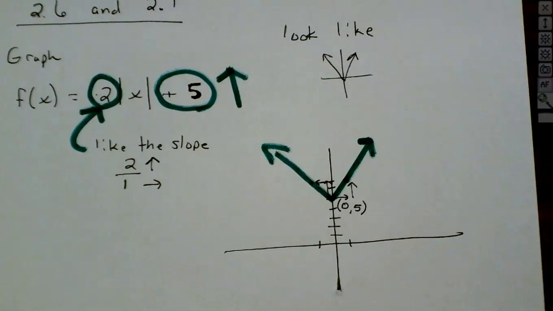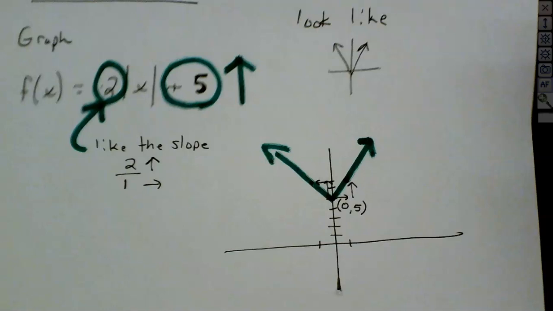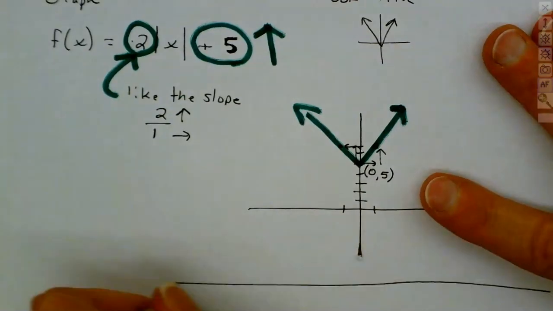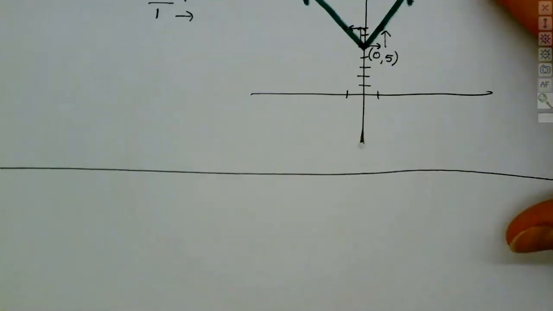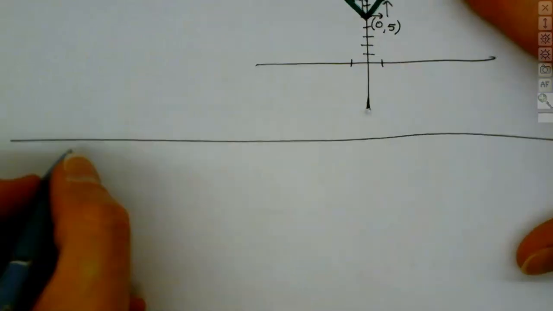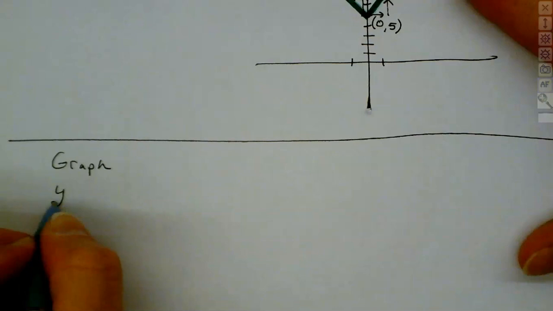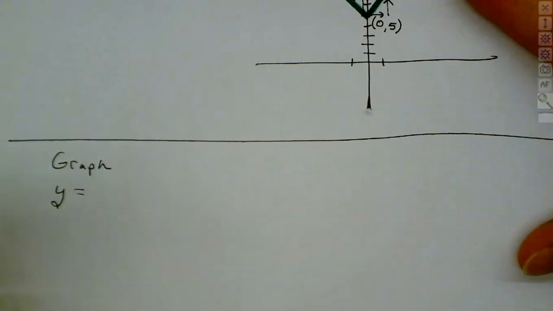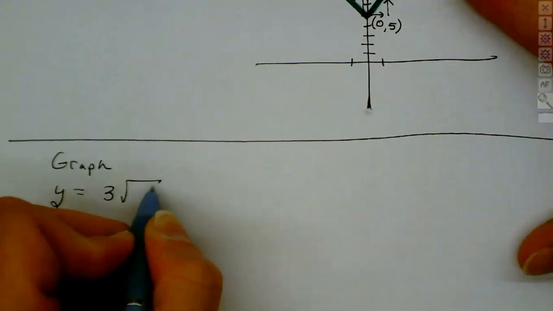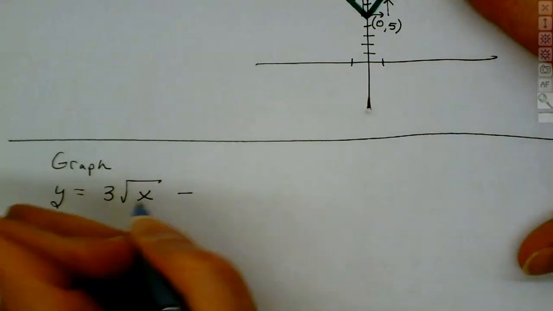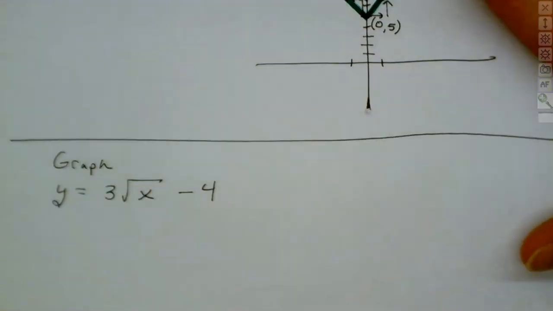The smaller the number, what happens to it? The smaller number in front is going to make it look like this. Fractions are going to make it expand out and be a lot wider. Let's look at another one. Let's try to graph y equals, how about 3 square root of x minus 4.